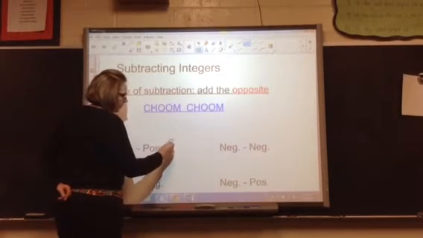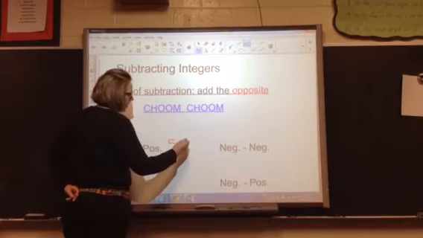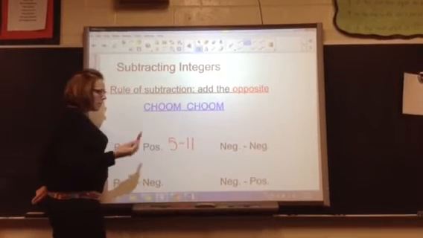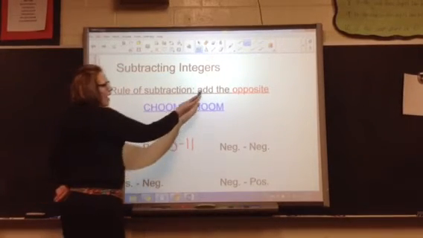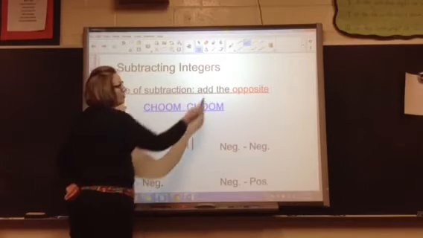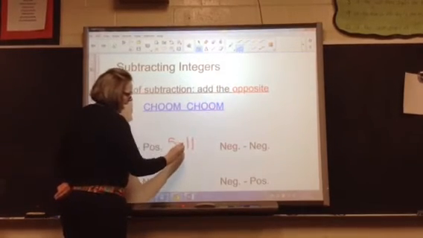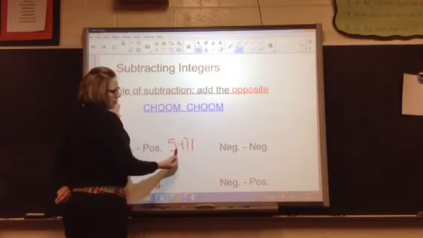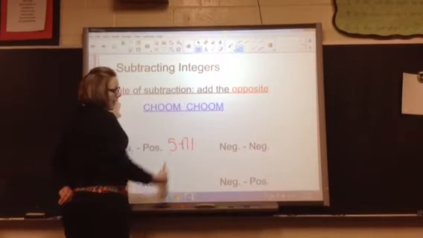For example, 5 minus 11. So the rule says to add the opposite, meaning I'm going to turn this into addition. So I'm going to add the opposite. So now that says 5 plus a negative 11.